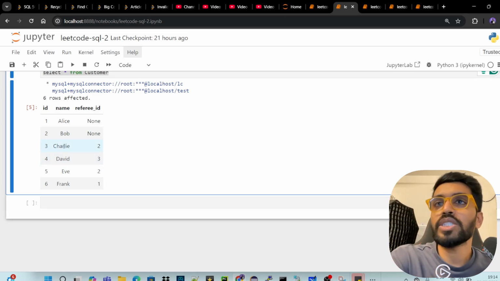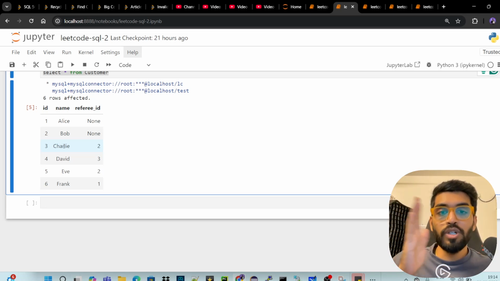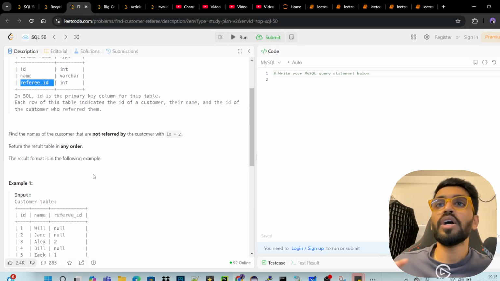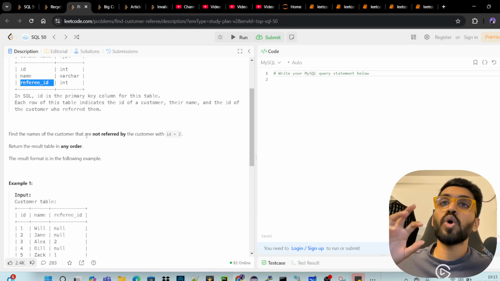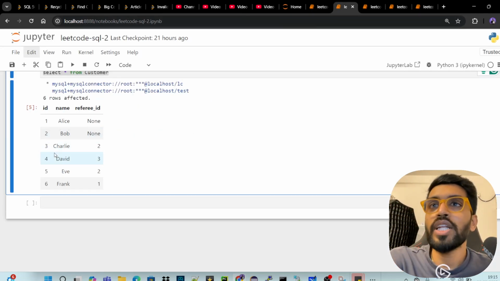Okay, so now Charlie was referred by 2, so we should ignore Charlie because they said customer ID equal to 2, so nobody should get referred by. So you have to ignore customers that are referred by the customer with ID 2. Okay, fine. And then David was referred by 3, which is Charlie referred David, and Eve was referred by 2, which is again Bob, and Frank referred by 1.